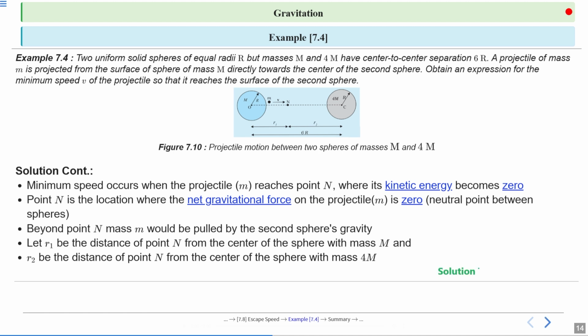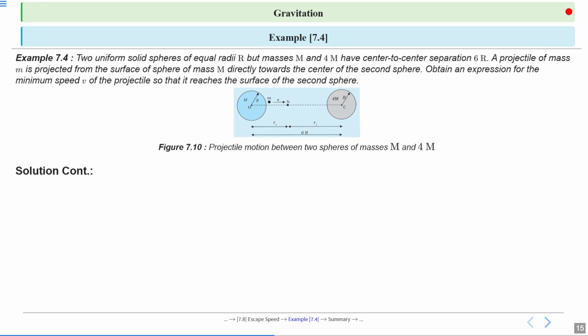Alright, so the gravitational force is acting on the projectile at point N. The net gravitational force is 0. This means the gravitational pull from both spheres is balanced. So we express this balance with the equation GMm divided by r1 squared is equal to G into 4M into m divided by r2 squared.